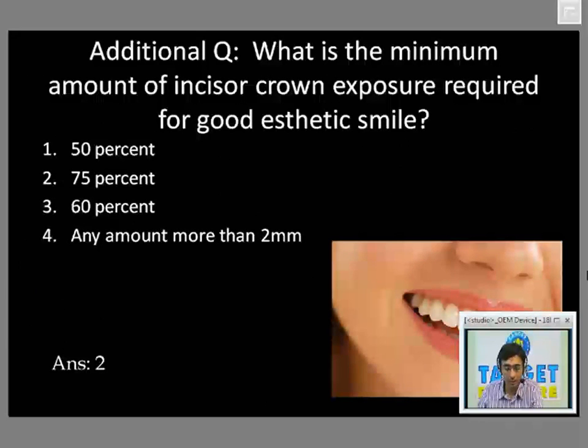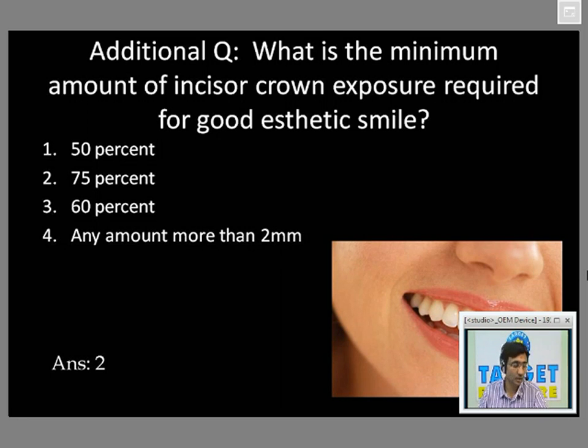There is another question with respect to this. What is the minimum amount of incisor crown exposure required for a good aesthetic smile? Minimum amount of incisor crown exposure, like how much the crown has to be visible when a patient is smiling. About 75%. If the incisor crown is visible, the smile is considered to be aesthetic.